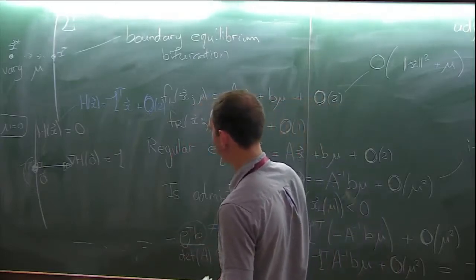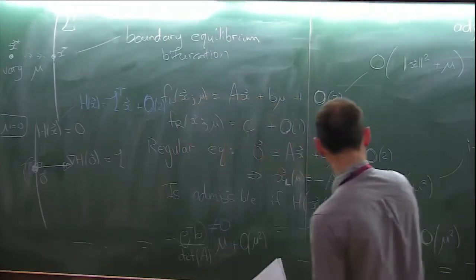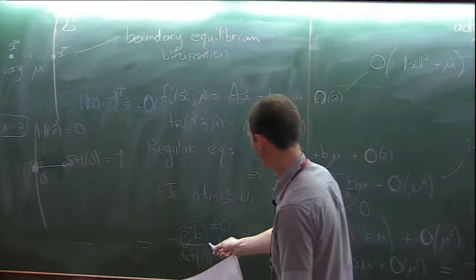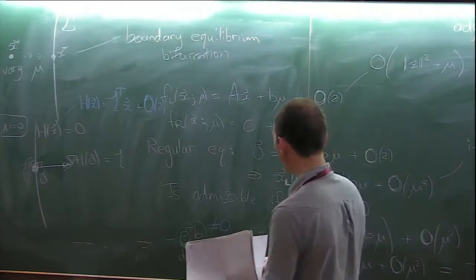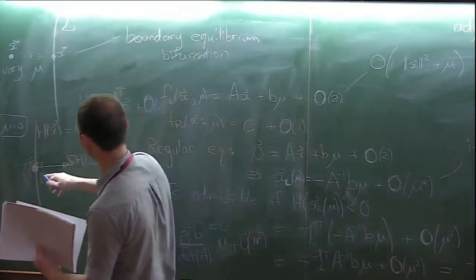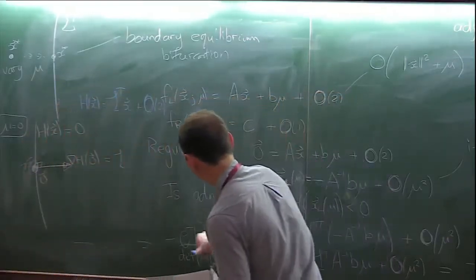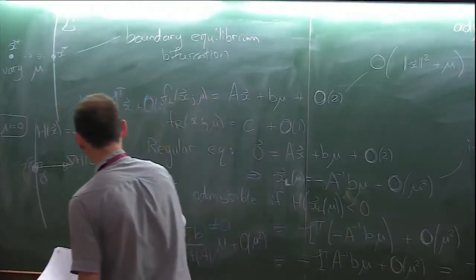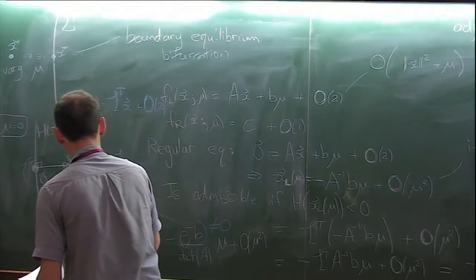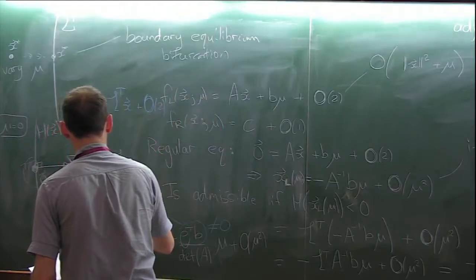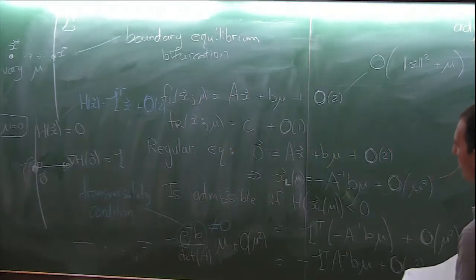So as long as this is non-zero, and as long as A is invertible, then as I vary mu, the equilibrium is going to move linearly away, which is what we want generically. So this condition is our transversality condition. This is the transversality condition for the boundary equilibrium bifurcation.